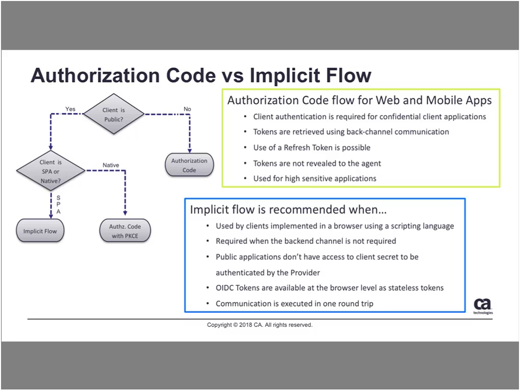The implicit flow is executed in one round trip, which gives a quick authentication experience to the user for single page applications. The flow diagram on the left-hand side clearly explains how we can make a judgment about which applications to use implicit for and which to use the authorization code flow for. The general guideline is: if the client is public, and if the client is an SPA, we can go ahead with the implicit flow. If the client is not public, that means it is confidential, go with the authorization code flow. This is the general guideline.